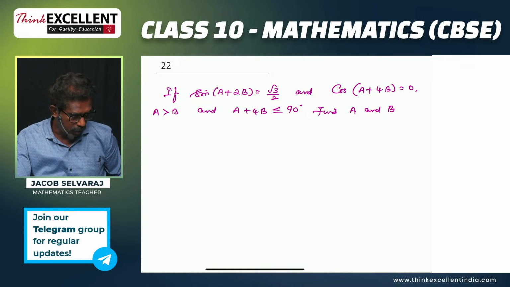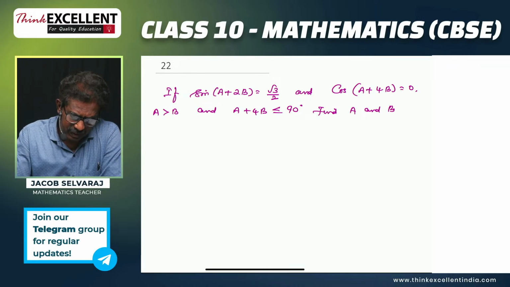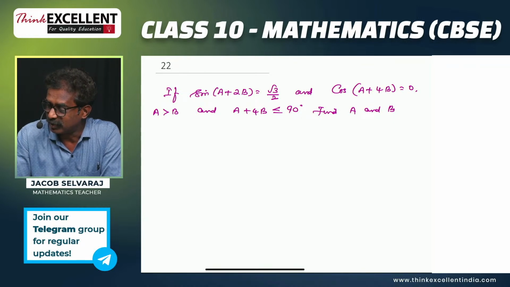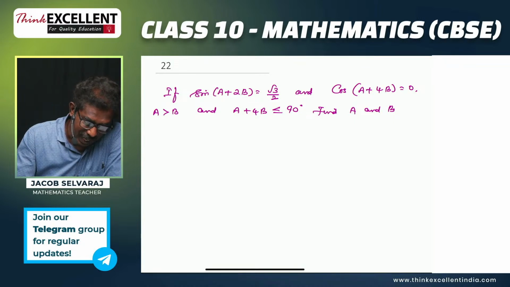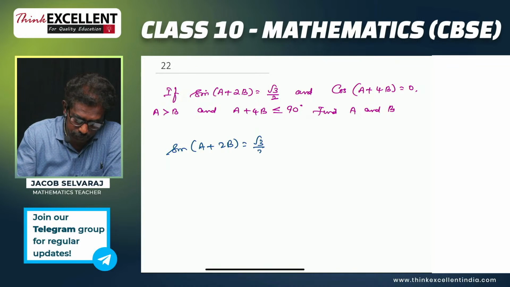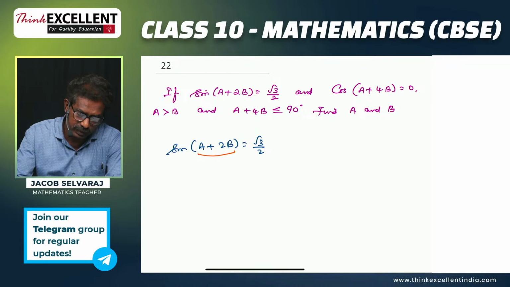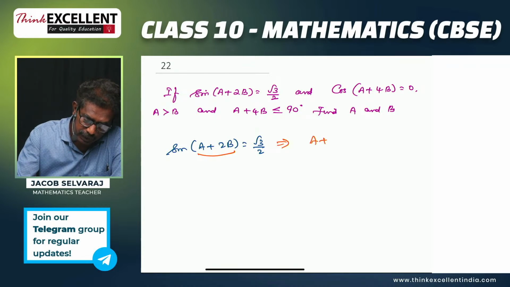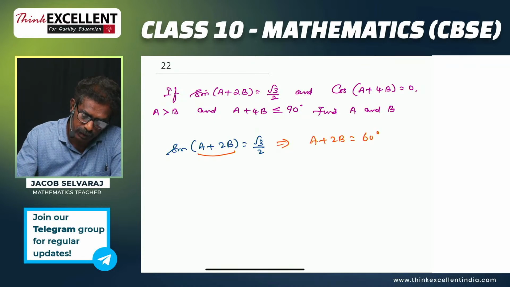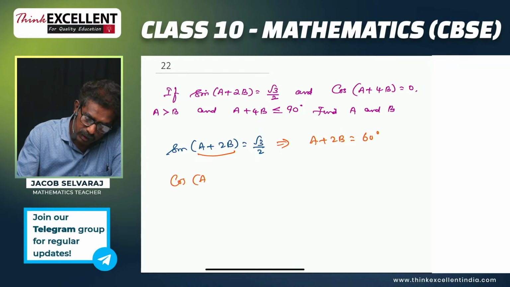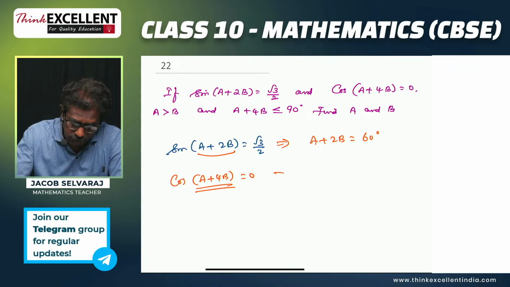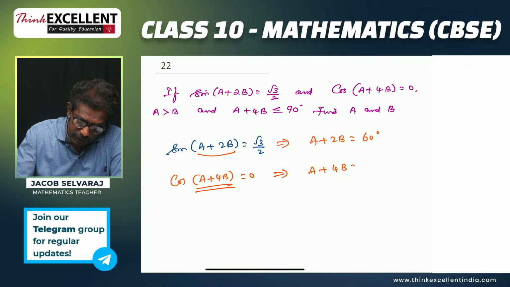Yes, now the last question, very easily you can do this one. Yes, some students already given the answer. Good, it shows your interest. So sine of a plus 2b is equal to root 3 by 2. Sine which angle is root 3 by 2? Yes, sine 60 is root 3 by 2, right? So a plus 2b is equal to 60. And another one, cos of a plus 4b is 0. Cos which angle is 0? Cos 90 is 0. So a plus 4b is 90.